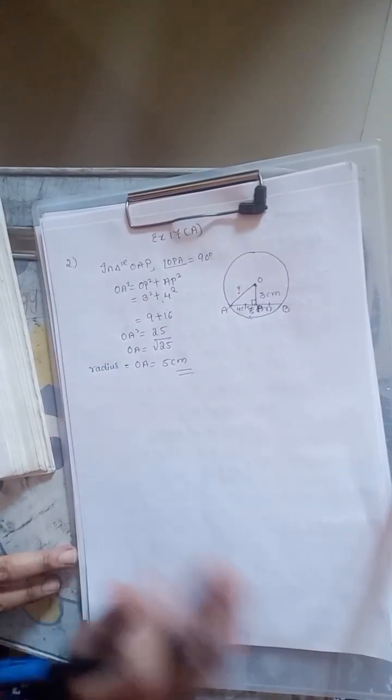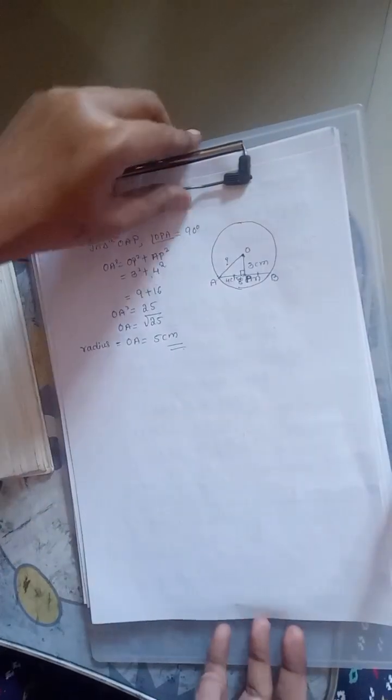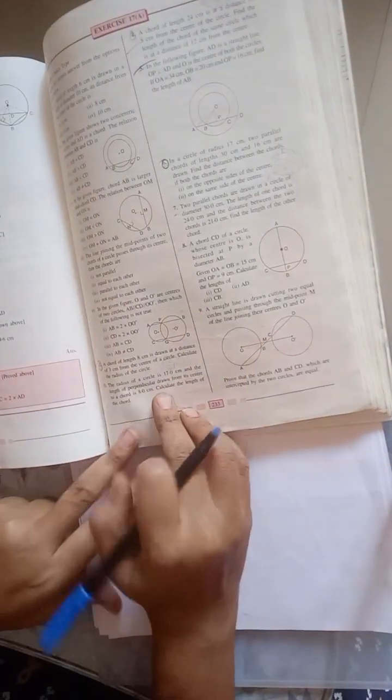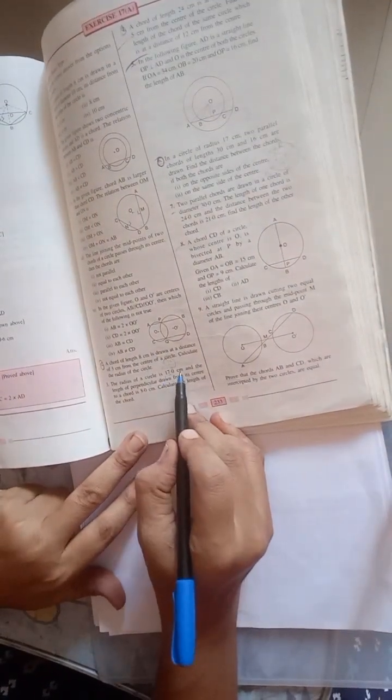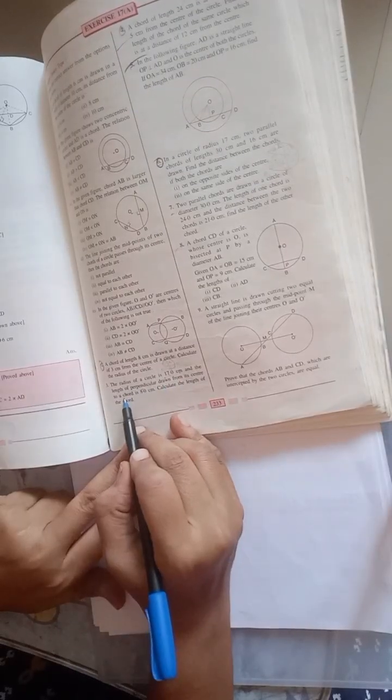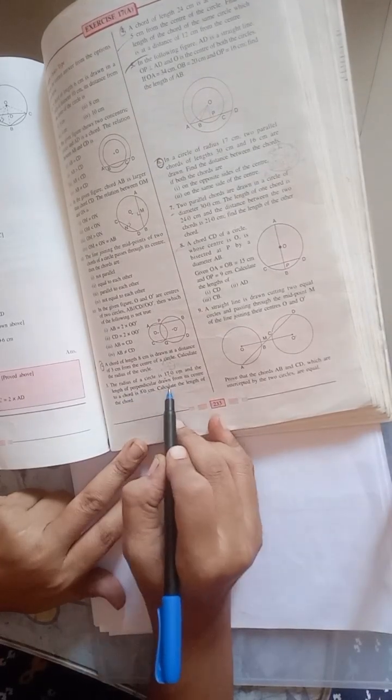Okay, this is the first question of the exercise 17a. Let's move on to the next question. See what the next question is. The radius of a circle is 17 cm and the length of the perpendicular drawn from its center to a chord is 8 cm. Calculate the length of the chord they asked here.